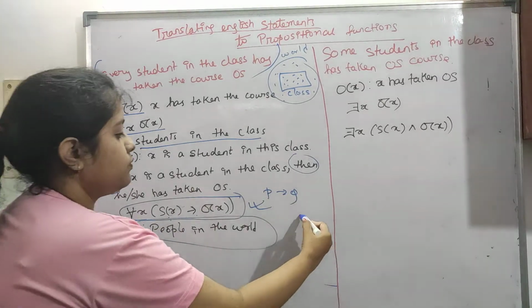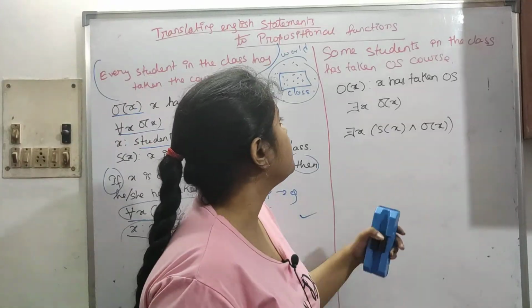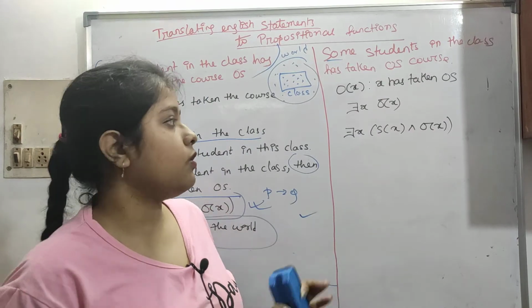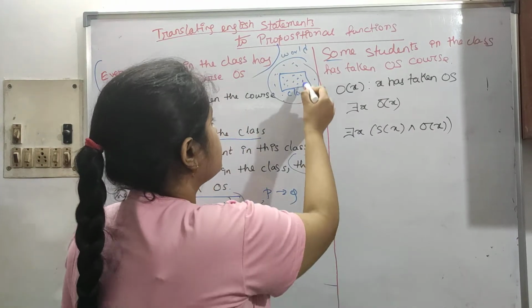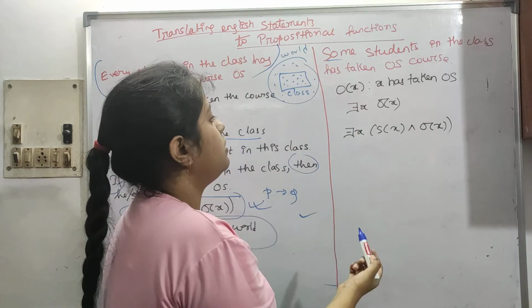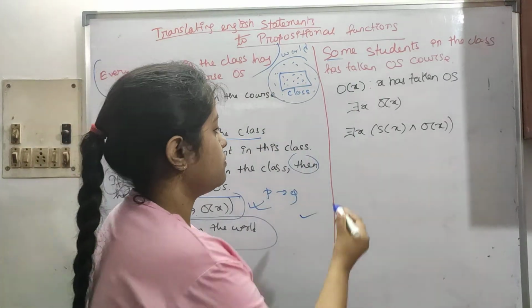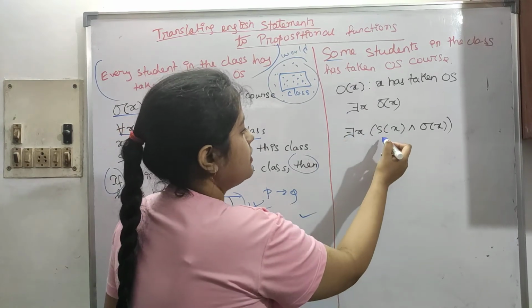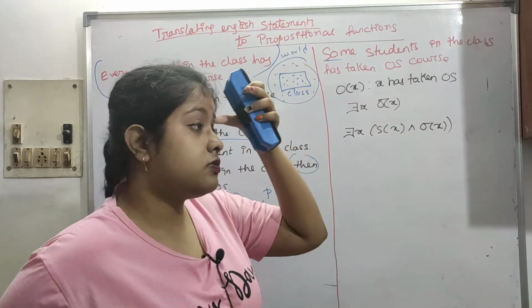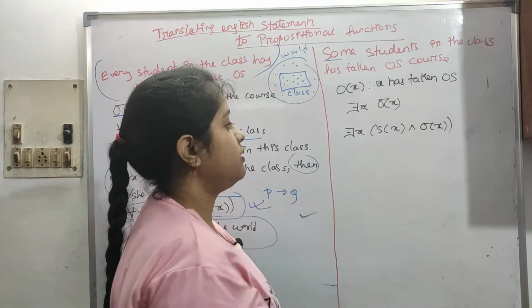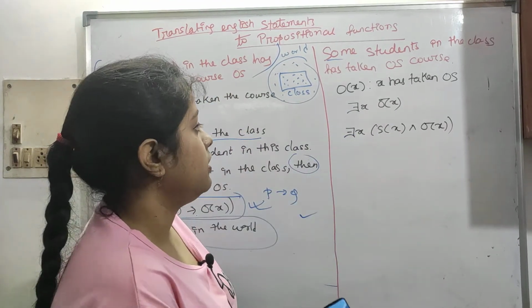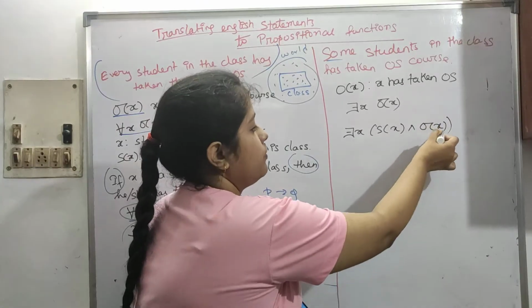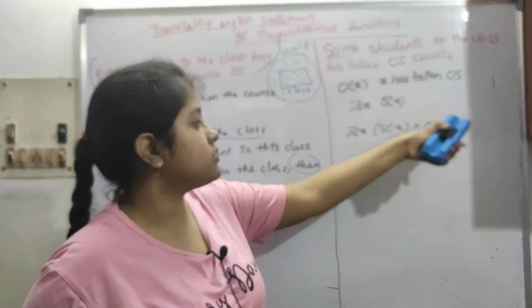Okay, so this is one type. Let's move on to the next type: some students in the class have taken the OS course. There are some students, not all. This is our class and this is our world. Some means there exists. So this is S(x) ∧ O(x), not implication. This is very important: implication cannot be used here. Some student in the class has taken the OS course, so S(x) and O(x).